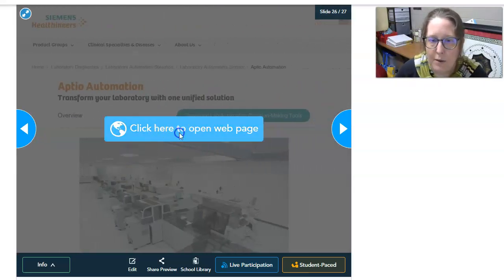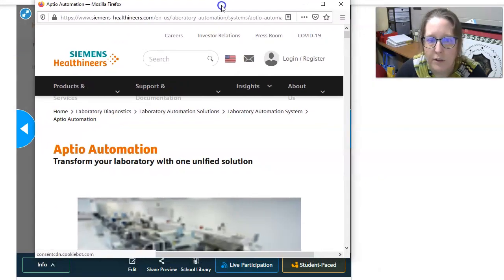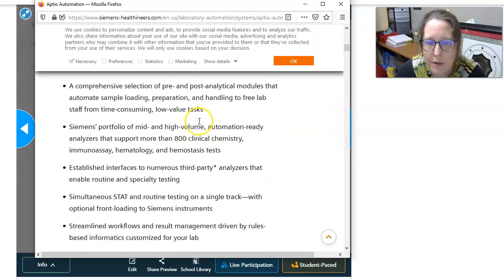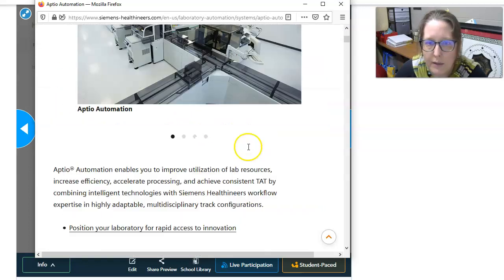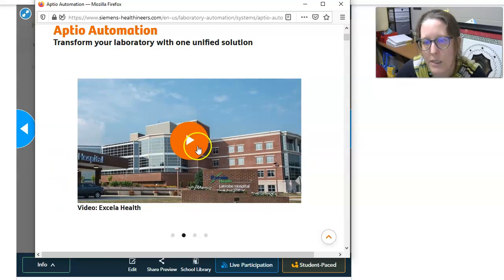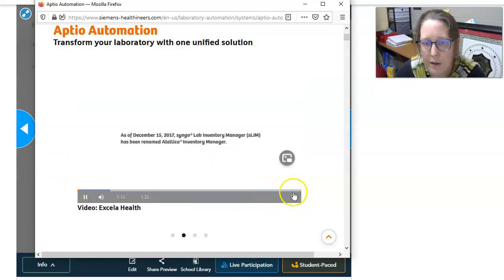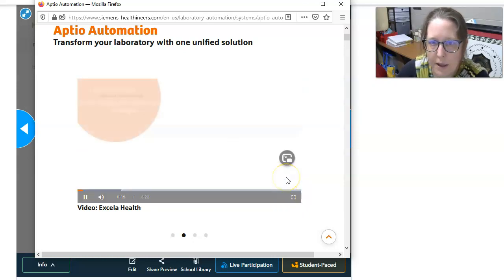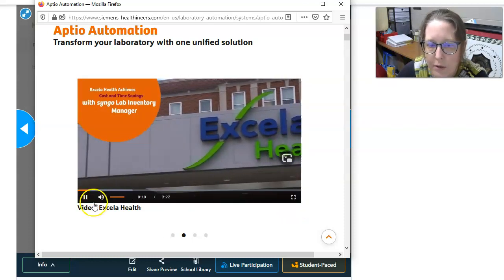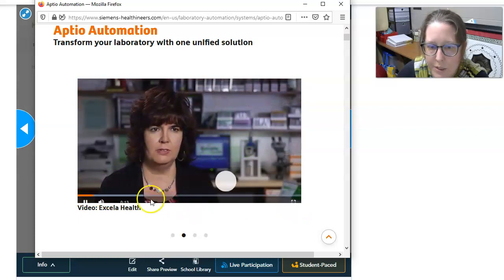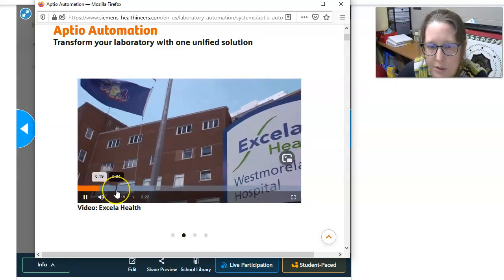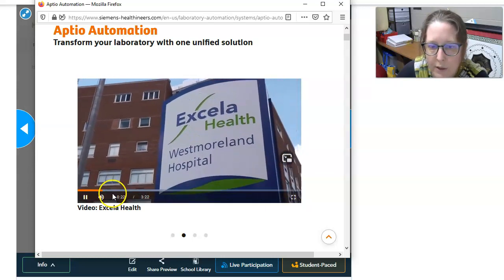So I'm going to open this web page, and this is an automation here from Siemens. This is what I wanted to see, the automation. So they added automation in this hospital to help with their system. This one you're going to have to watch through your pod, but I just want you to see kind of what it looks like here.